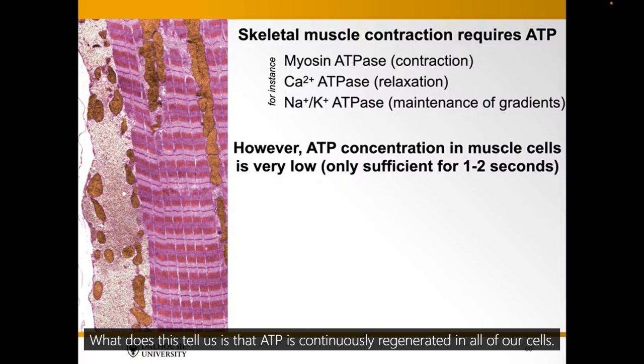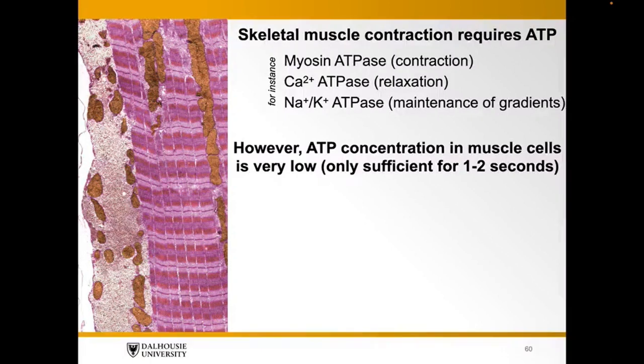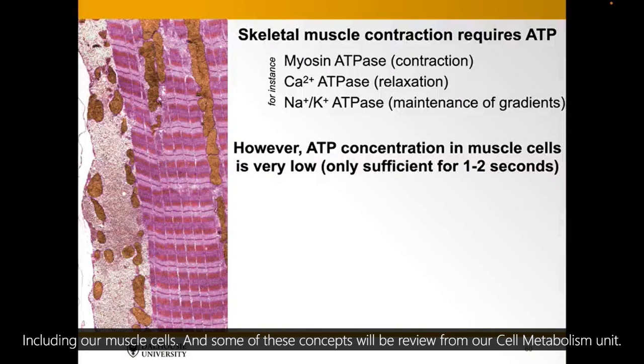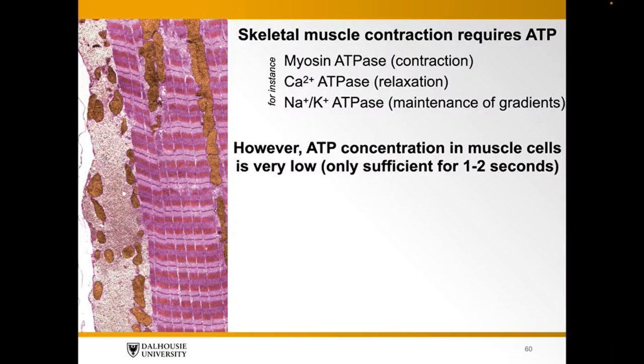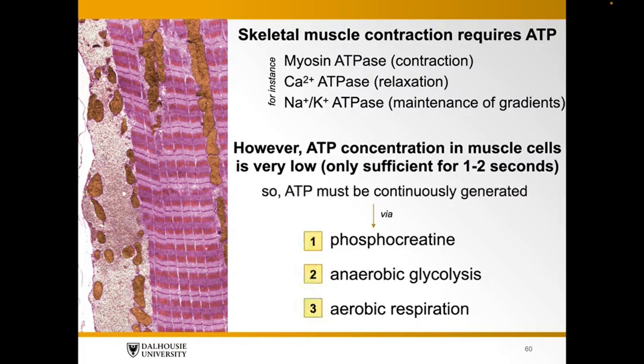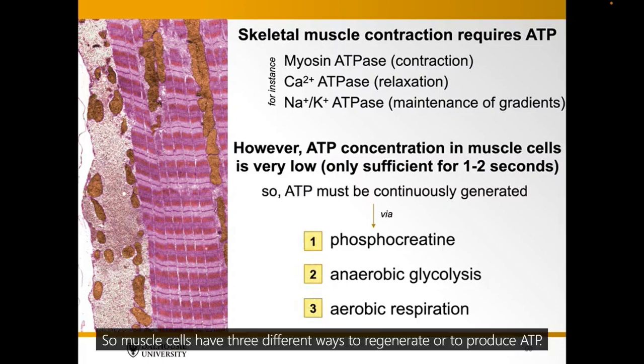What does this tell us is that ATP is continuously regenerated in all of our cells, including our muscle cells. And some of these concepts will be reviewed from our cell metabolism unit. So muscle cells have 3 different ways to regenerate or to produce ATP: phosphocreatine, anaerobic glycolysis, and aerobic respiration.